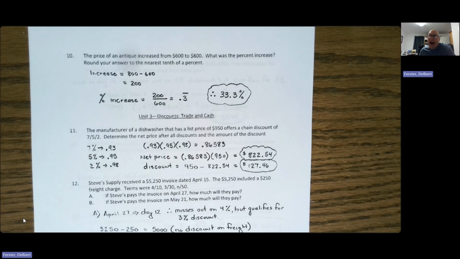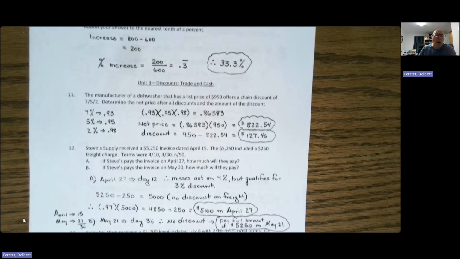$822.54. To find the actual amount of the discount, it's simply a subtraction problem. We know the original list price was $950. We know we can buy it discounted for $822.54. Subtracting those two tells us the discount amount in this purchase will be $127.46. Problem 11 done and in the books.